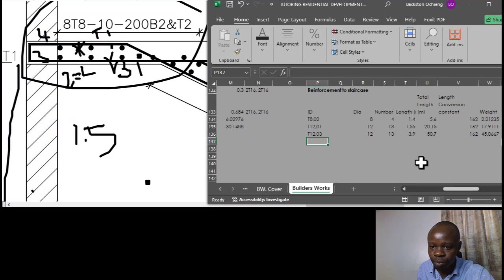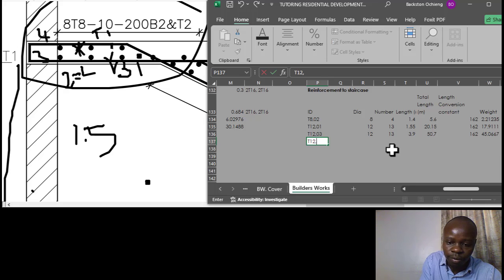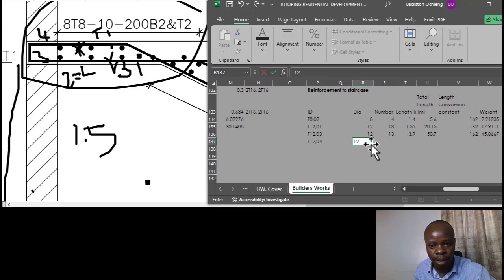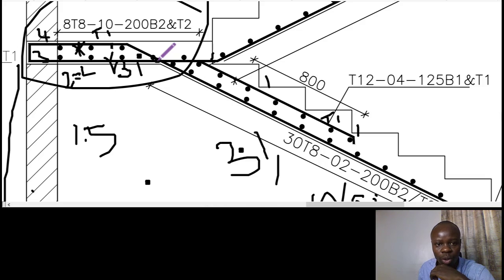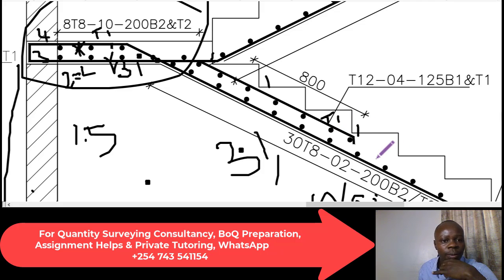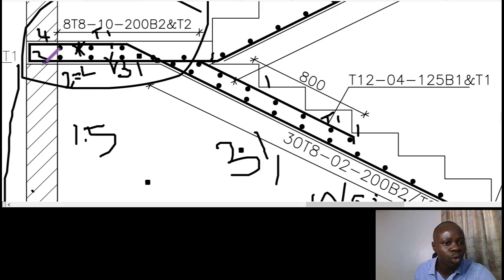This is T12 04. The diameter is 12, then the number of the bars. Let's see what the number of the bars are going to be. So these bars at first, on this first flight, are going to be laid at the same interval as the one that we've done. And moving on to the landing, it's going to be a little different, in the sense that it's going to be spanning the whole of that part for the landing.